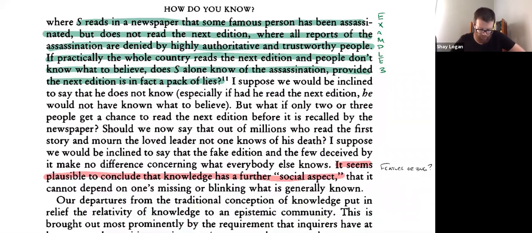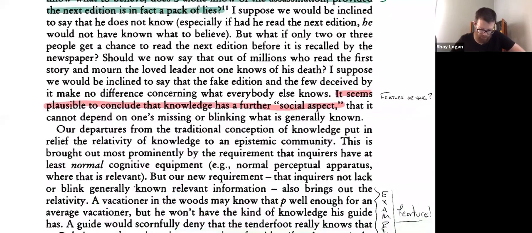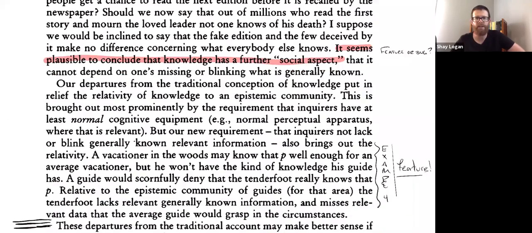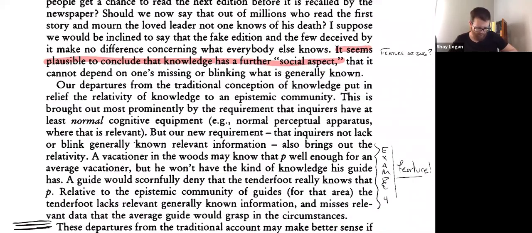But immediately he points out that there's a weird feature here. If knowledge has a social aspect, then he says, what it takes to know as a member of one community might not count as knowing in another community. And that seems a little weird at first, and you might wonder if this is a feature of the account or a bug in the account. And Sosa claims it's a feature.